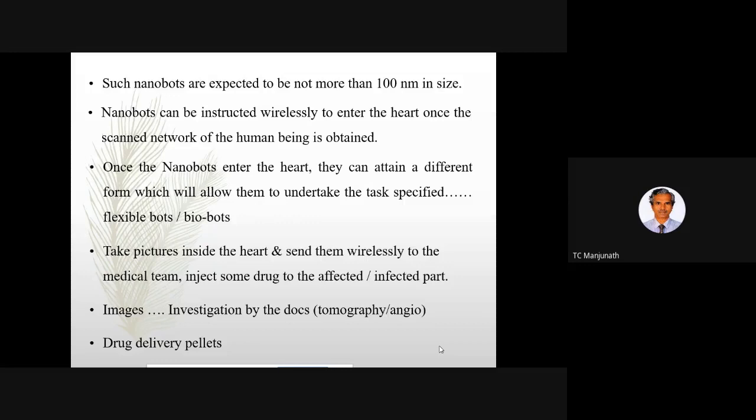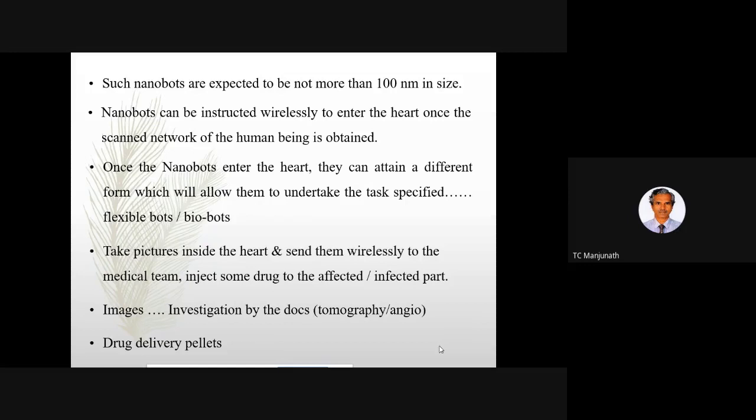Because the veins, capillaries, and blood vessels will be zigzag in shape, but the robot's dimension is fixed, it should change its shape. That's what is shown in the Terminator movie, Arnold, Terminator 2: Judgment Day, how that robot changes its dimension and shape according to the environment. That's why they are called flexible bots or biobots. You can make a system using a rubber band.